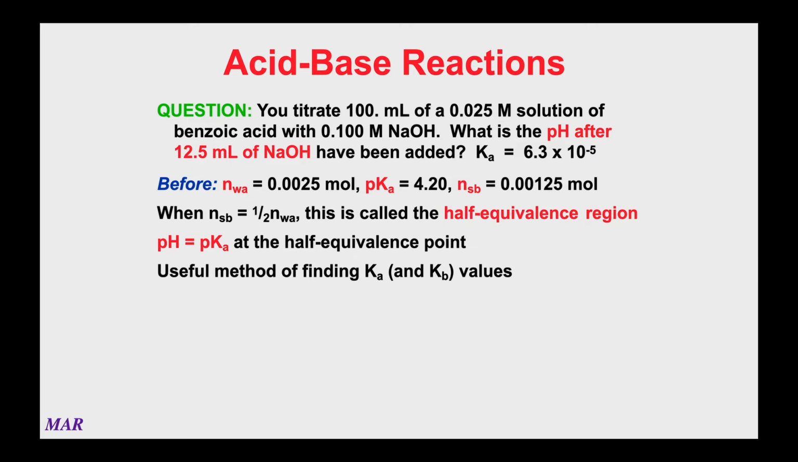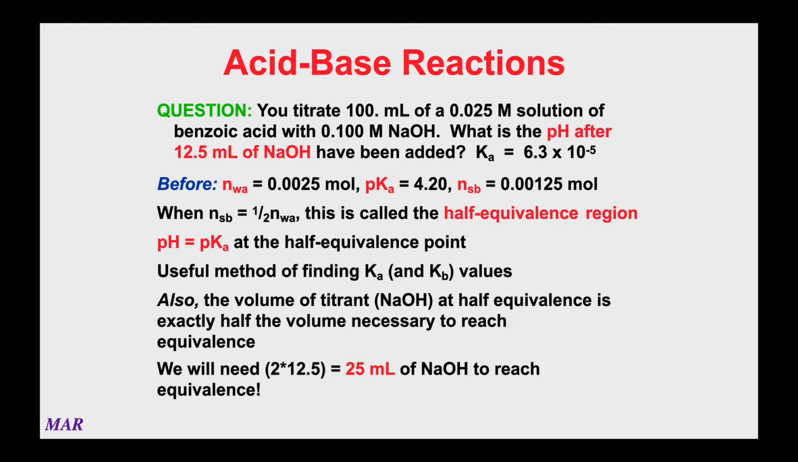And at this point, pH and pKa are the same. And that's a really cool thing. Anytime you can find Ka values, it's pretty awesome. The volume of titrant needed to reach half equivalence is literally half that needed to reach the volume of equivalence. So in this problem, it took 12.5 milliliters to reach half equivalence. That times 2, or 25 milliliters, is going to be the equivalence point volume.